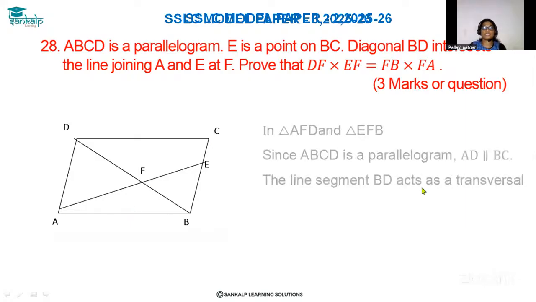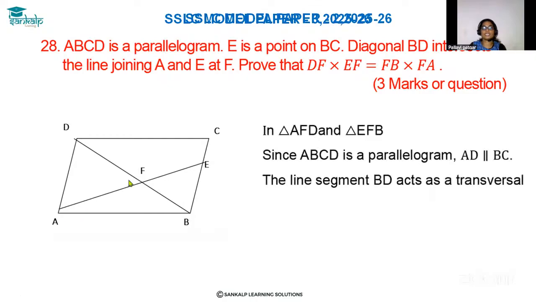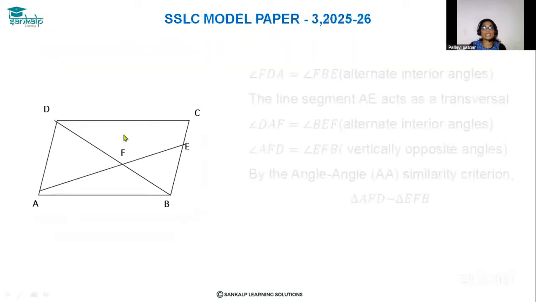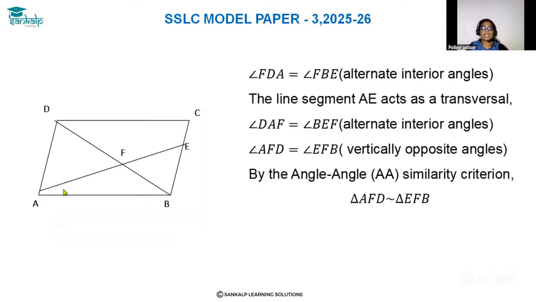Okay. So here in triangle AFD and EFB, in these two triangles, since ABCD is a parallelogram, here AD is parallel to BC. So the line segment BD acts as a transversal. Okay. So here angle FDA is equal to FBE. So this is the alternate interior angle. So these two angles are equal.